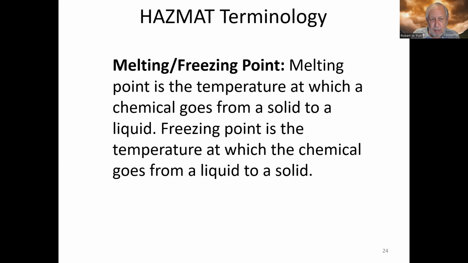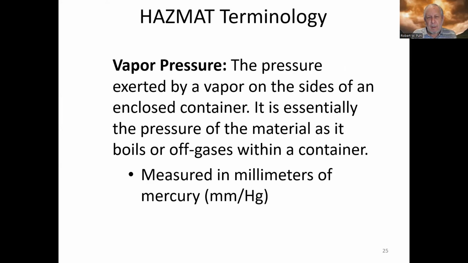So, melting and freezing point. Melting point is the temperature at which a chemical goes from a solid to a liquid. Freezing point is the temperature at which the chemical goes from a liquid to a solid. Vapor pressure is the pressure exerted by a vapor on the sides of an exposed container. It is essentially the pressure of the material as it boils or off gases within a container, and that's measured in millimeters of mercury.